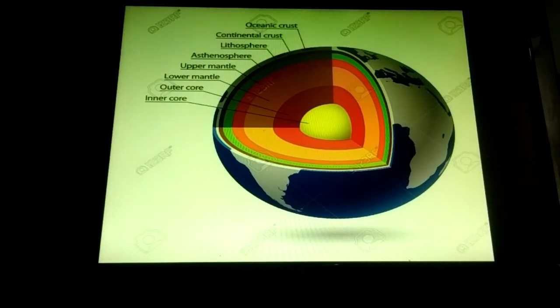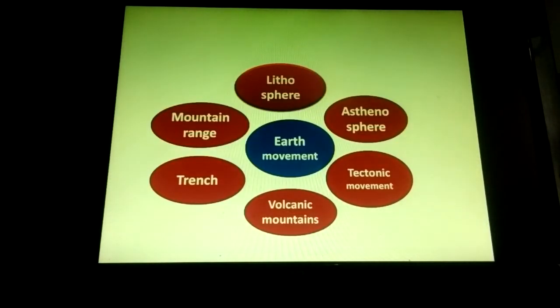Next topic, let us see about the earth movement.